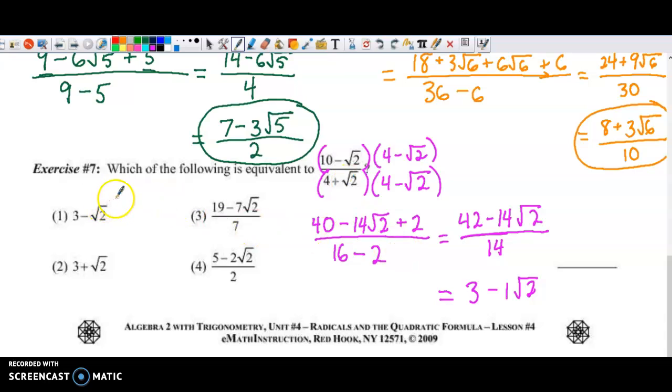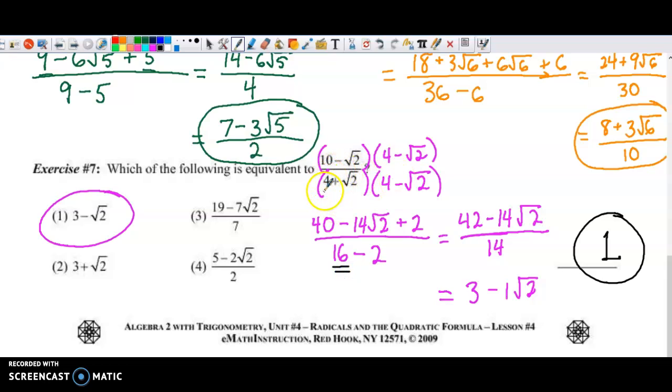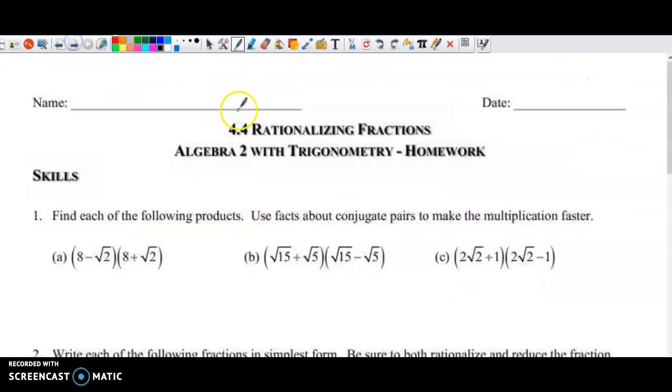As you look at the options, the correct answer is option 1. There you go. So sorry I started off with a mistake. That was an easy one to catch, though. So that was kind of obvious that when you FOIL, the first term is 4 times 4. Anyway, now we are good and ready for the homework.